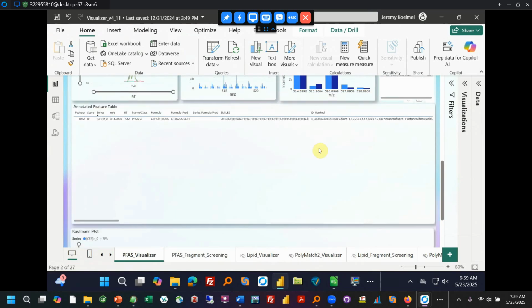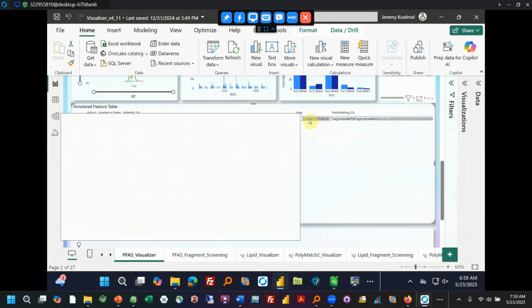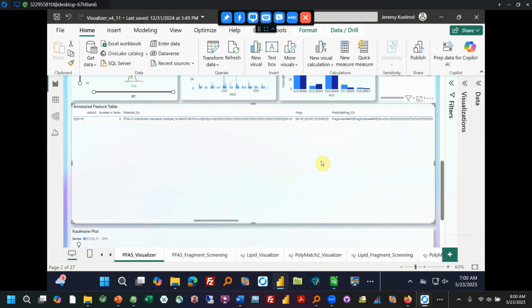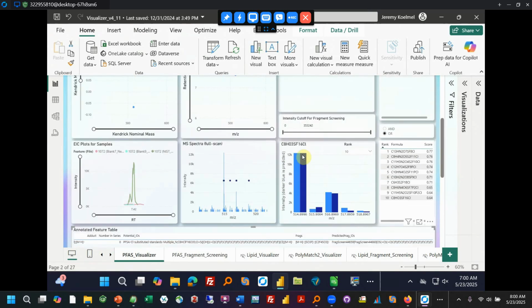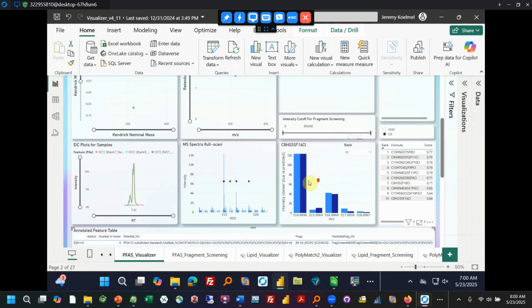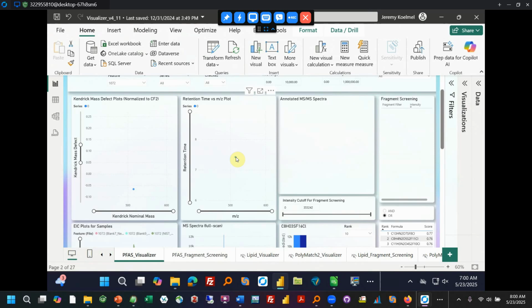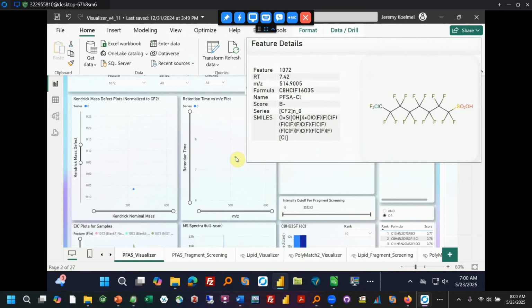Even though you don't see the fragments in the MSMS spectra, you can scroll to the right here, and you can see what fragments it saw. So it saw the sulfonic acid and the C2F4 sulfonic acid. Let's look at the structure over here. So we know it has a chlorine. We know that it has a sulfonic acid and a part of that chain. So I'd be fairly confident that this is the correct species. I would assign this a 1.